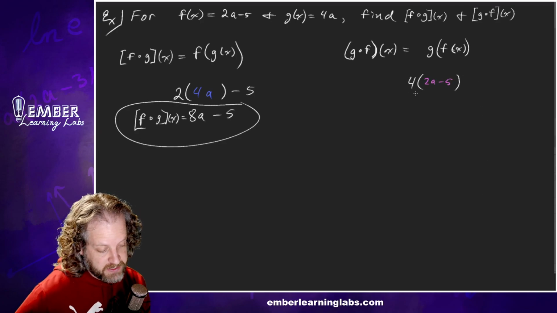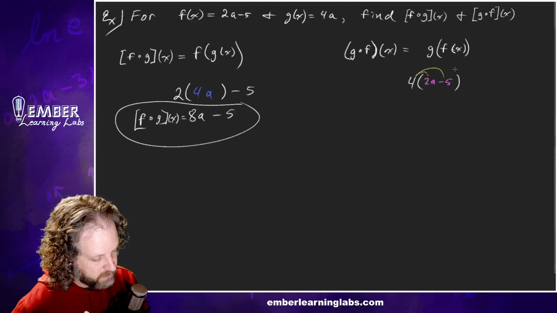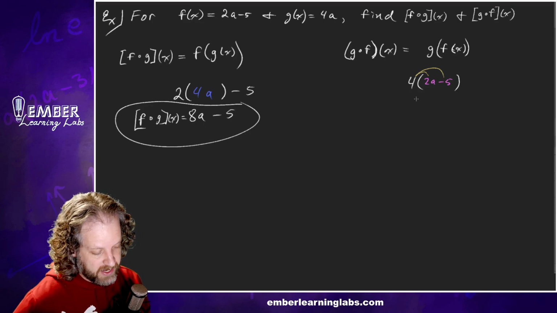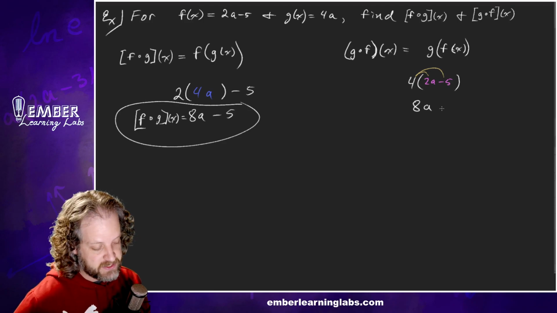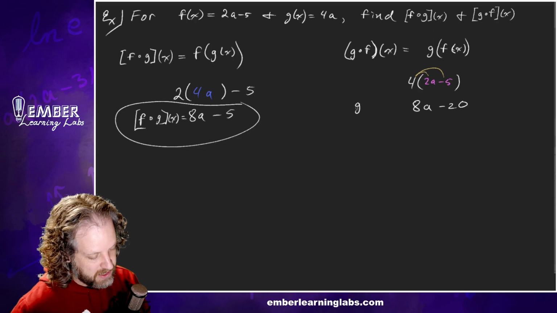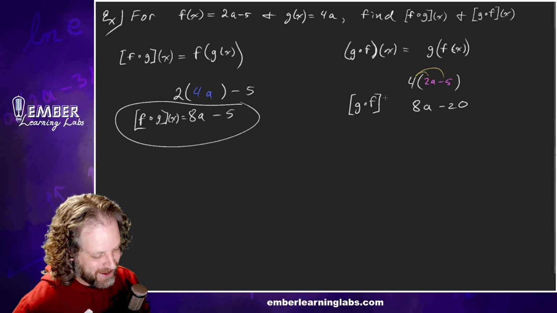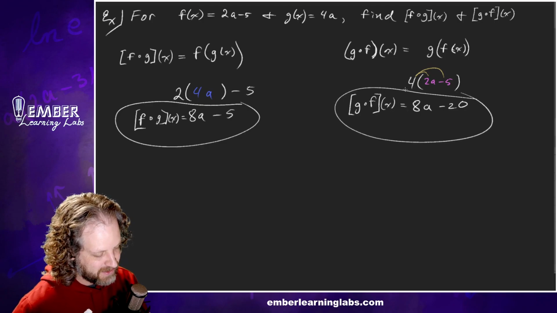So now we're going to clean it up. This time we've got a distributive property, right? We've got this, and we've got to distribute right there. So 4 times 2a is 8a. 4 times negative 5 is negative 20. So g of f, and just to mess with some of y'all, g of f of x equals that.